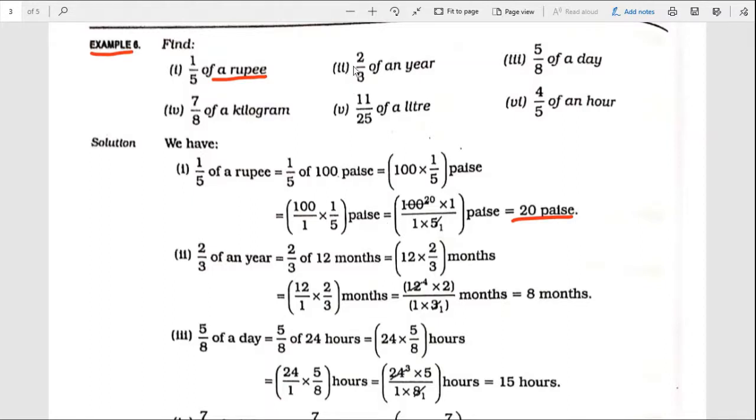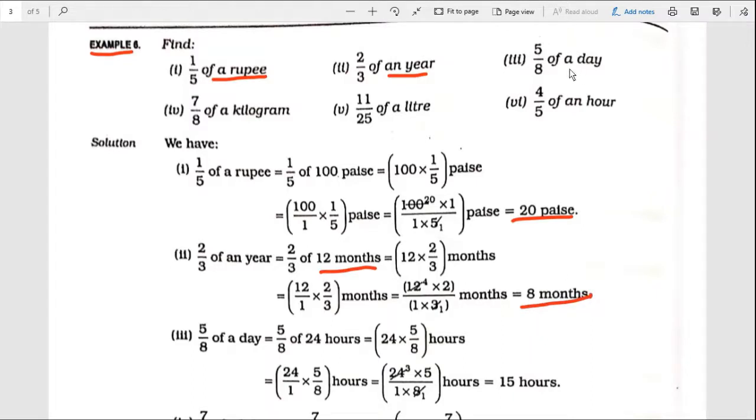In question number 2, 2 by 3 of a year. A year means 12 months. So 12 into 2 by 3, 3 fours are 12 and 4 twos are 8. The answer is 8 months.